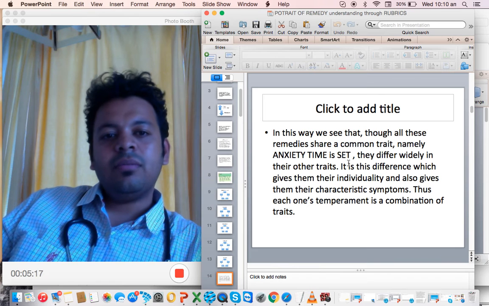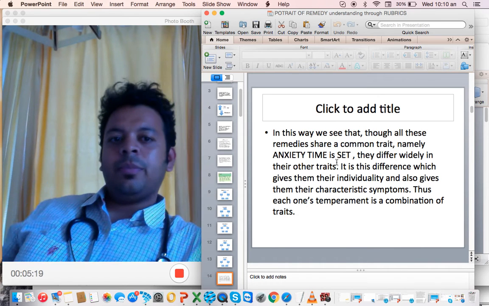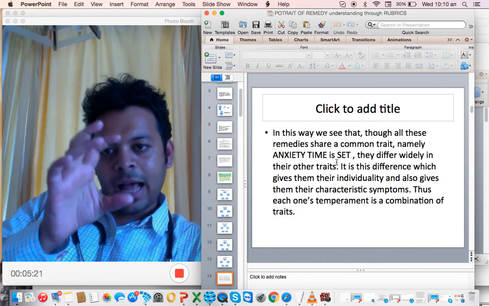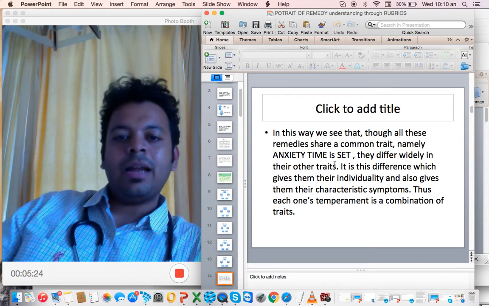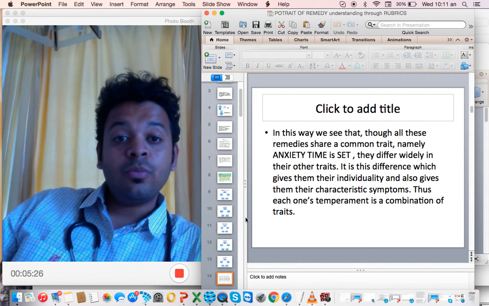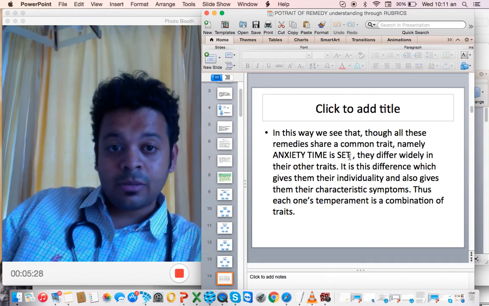So we see that there are these remedies for anxiety, time is set, but when you combine the different aspects of each remedy, you understand what is behind this anxiety. This is what we mean by what is a superficial symptom and what is deeper.